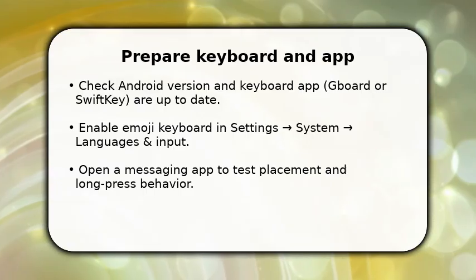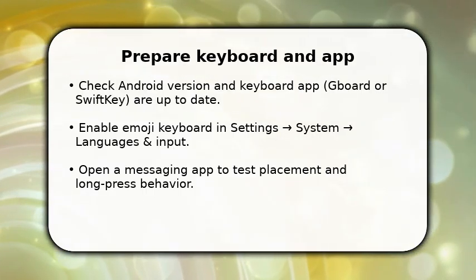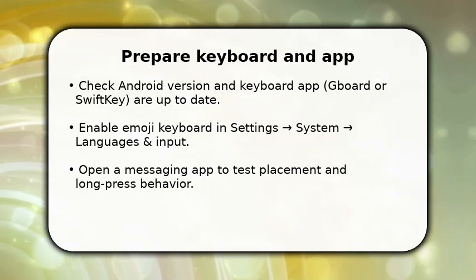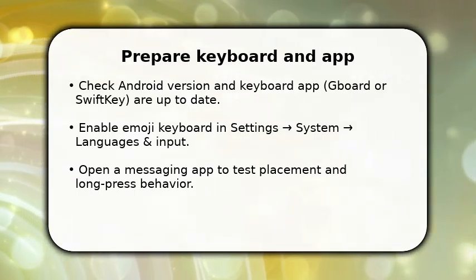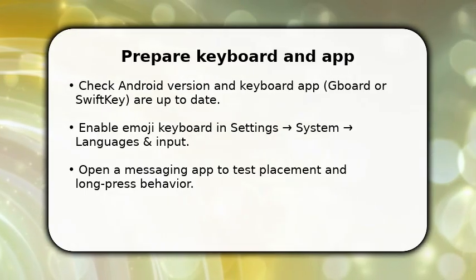You start by confirming prerequisites. Your Android is updated, and you have a modern keyboard like Gboard or SwiftKey. Open Settings, go to Languages and Input, and enable the Emoji keyboard so the system will show handshape options.